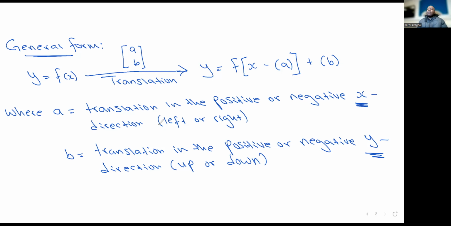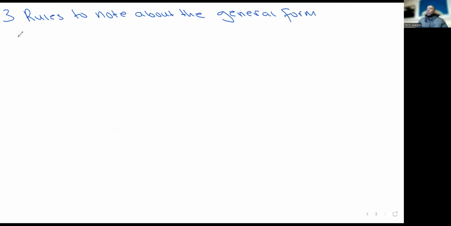So there are some key things I want you to keep in mind about the general form, and I'm going to write it. So there are 3 things to note. The 3 rules to note about the general form, okay?